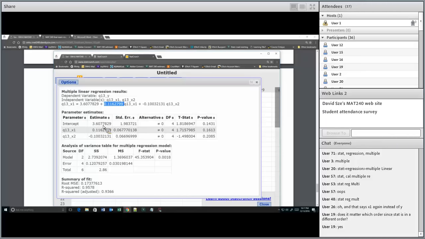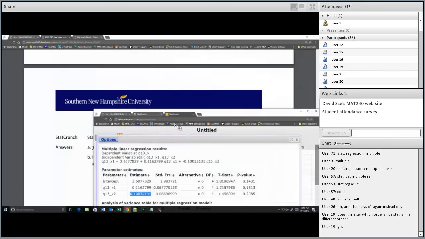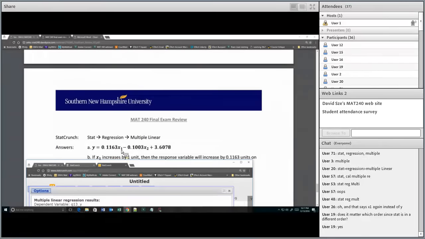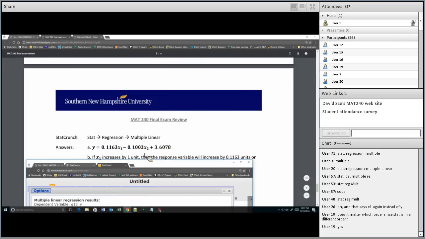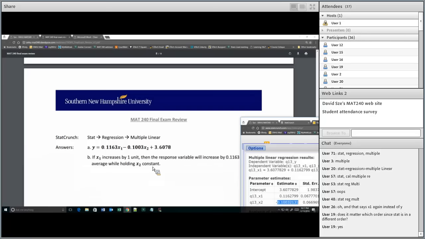So x1 must get this slope, right? Because that is what the answer is. So you can't just use this slope with x1, right? Because that would be wrong. But you can rearrange it in any way you like. So like I write my variables first, and then I write my y-intercept. Okay, so that's the answer there.